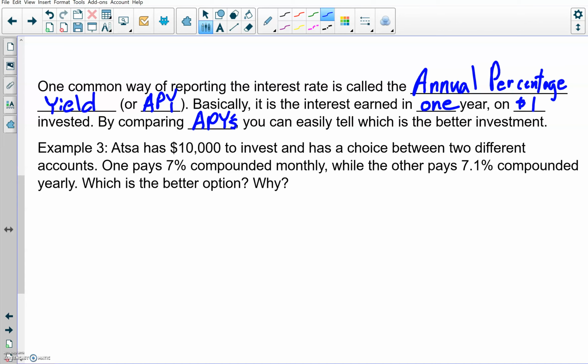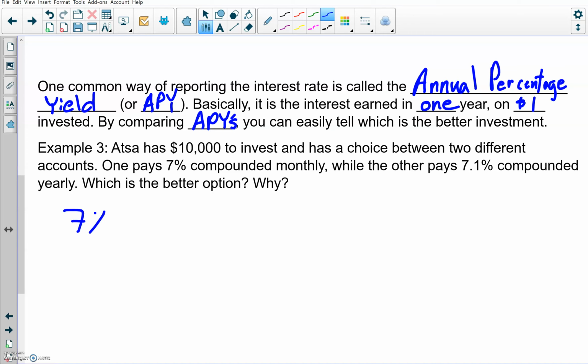So for example, Atsa has $10,000 to invest and has a choice between two different accounts. One pays 7% compounded monthly. The other pays 7.1% compounded yearly. Which is the better option? And if you didn't know better, you might think, oh, 7.1%, that's a higher percent. That's going to be better, right? Well, this is where the APY can really shine light on the true yield for the year and see if 7.1% yearly is actually better. So let's go ahead and compare this.